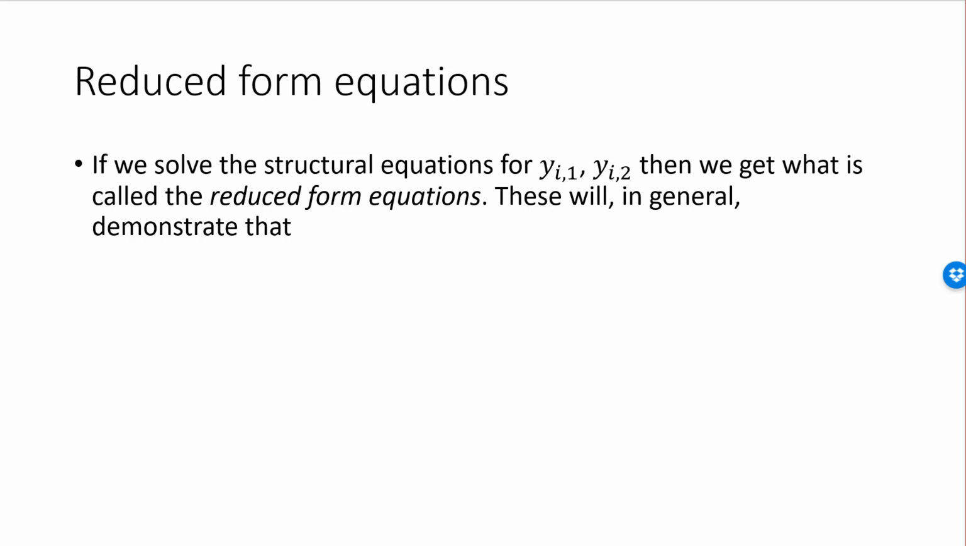Alright, so since yi1 depends on both epsilon i1 and epsilon i2, and yi2 depends on both epsilon i1 and epsilon i2, it must be the case that when you look at the conditional expectation of the first error term given the second dependent variable, that expected value cannot in general be 0, because y2 is correlated with the first error term.